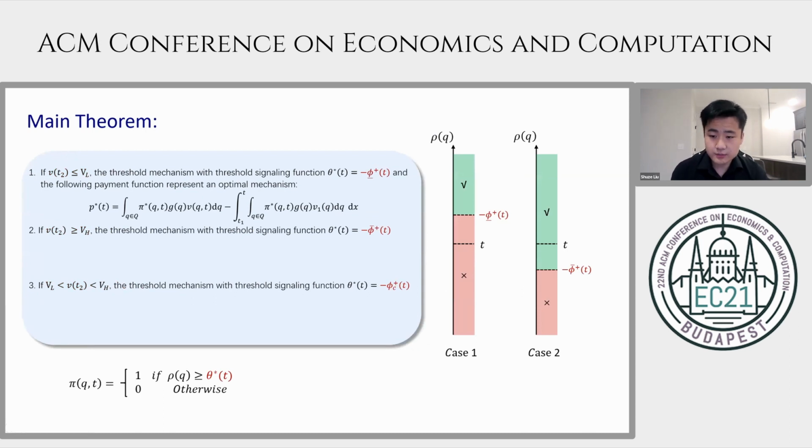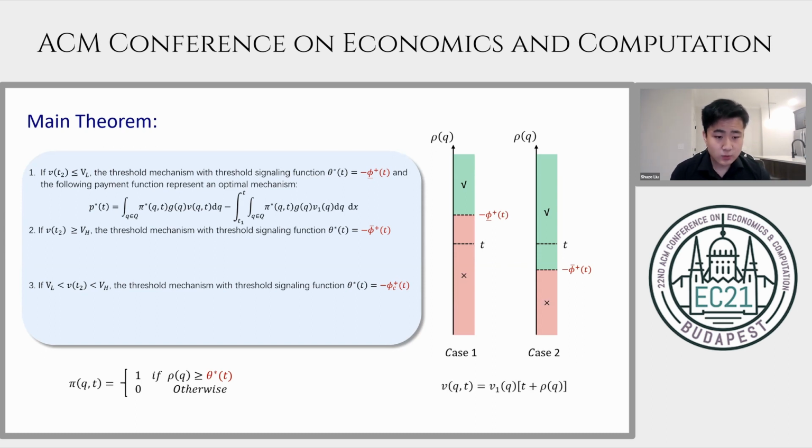Recall the signaling scheme: p(q,t) equals 1 if rho(q) passes the threshold theta star(t). In each case, theta star(t) corresponds to a different virtual value. For example, in case 1, theta star(t) equals the negative lower virtual value. In the graph, we can see that if rho(q) passes the threshold, the seller will recommend action 1. Otherwise, the seller will recommend action 0. Same for case 2, which uses the upper virtual value. And in case 3, theta star(t) equals the negative mixed virtual value.